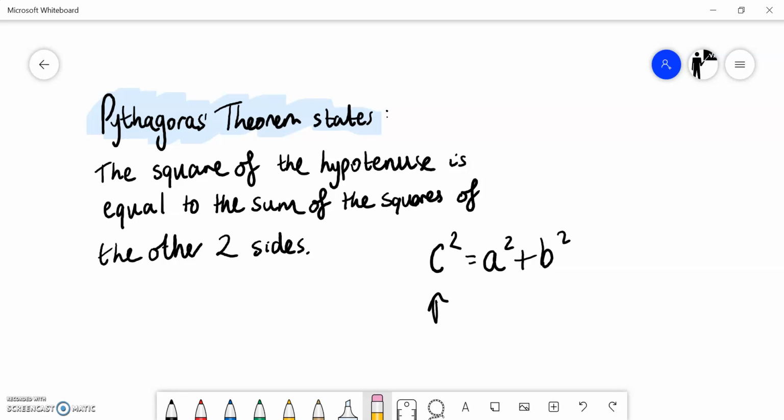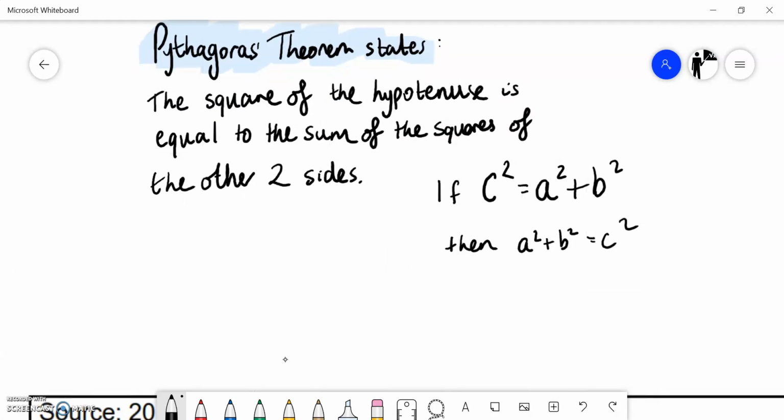Well, the converse of that, so we know this is true, so if the square of the hypotenuse is equal to the sum of the squares of the other two sides, then the sum of the squares of the other two sides is equal to the square of the hypotenuse. We'll just flip that statement around. And we can use this logic and this reasoning to try and determine if a triangle is right angled.